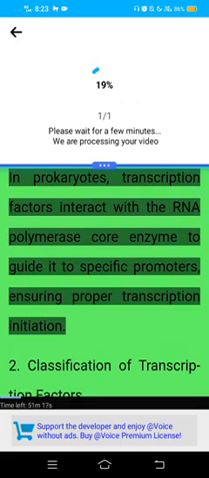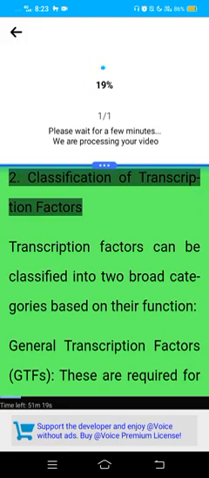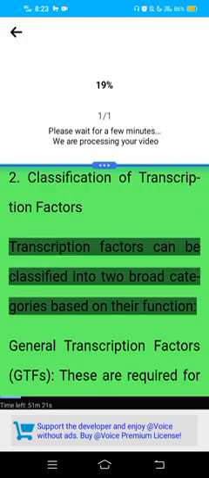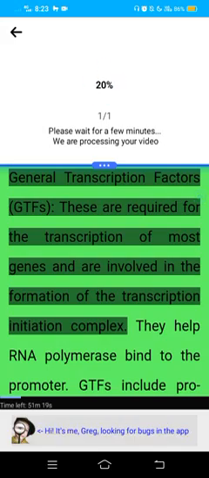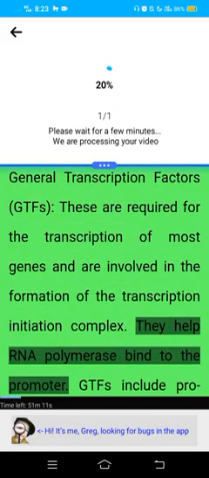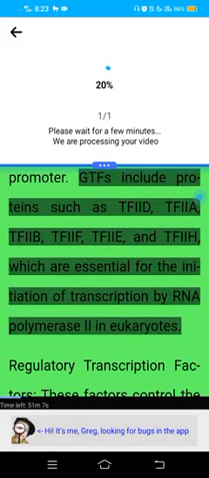In prokaryotes, transcription factors interact with the RNA polymerase core enzyme to guide it to specific promoters, ensuring proper transcription initiation. 2. Classification of transcription factors. Transcription factors can be classified into two broad categories based on their function. General transcription factors (GTFs). These are required for the transcription of most genes and are involved in the formation of the transcription initiation complex. They help RNA polymerase bind to the promoter. GTFs include proteins such as TFIID, TFIIA, TFIIB, TFIIF, TFIIE, and TFIIH, which are essential for the initiation of transcription by RNA polymerase II in eukaryotes.